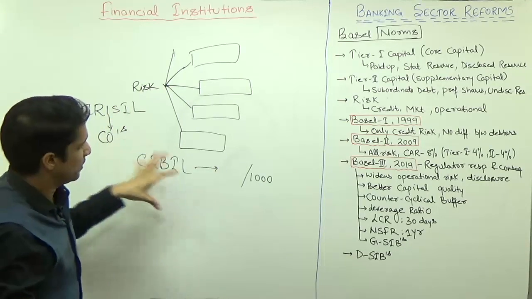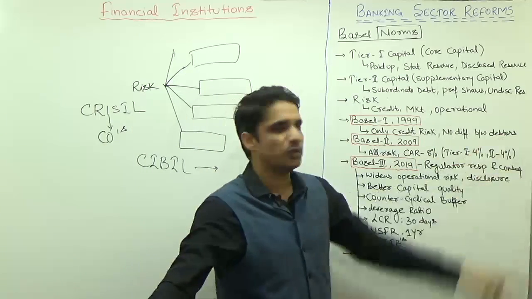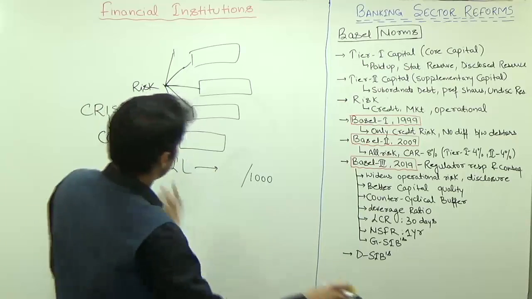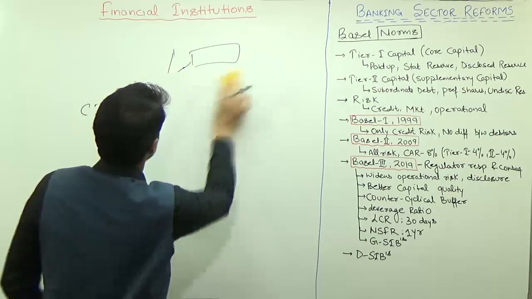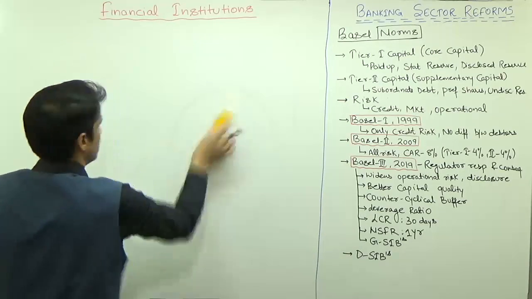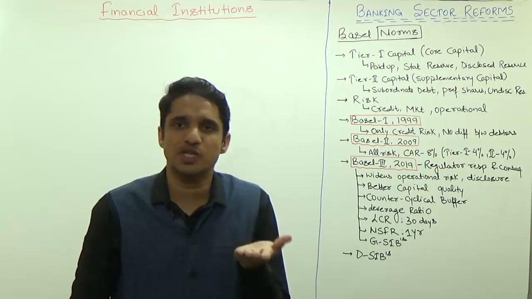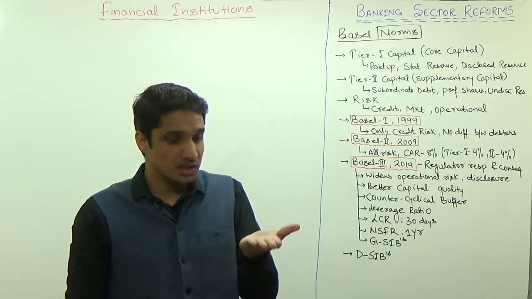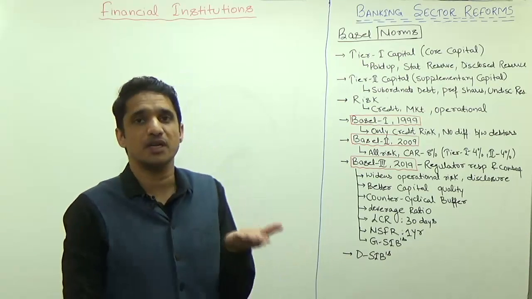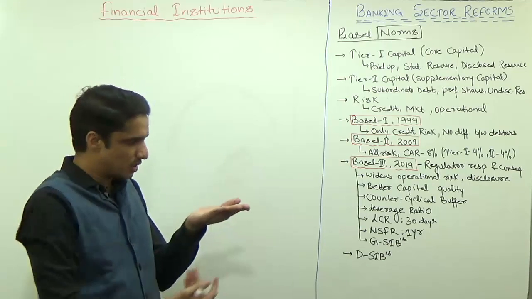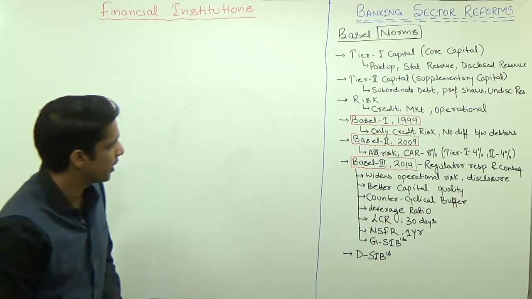Similarly, there was no differentiation between different debtors in Basel 1, but there were lots of positives of Basel 1. It set up a benchmark across the world. It increased drastically the value of capital adequacy ratio. It was very simple in nature. So all these are the positives of Basel 1.